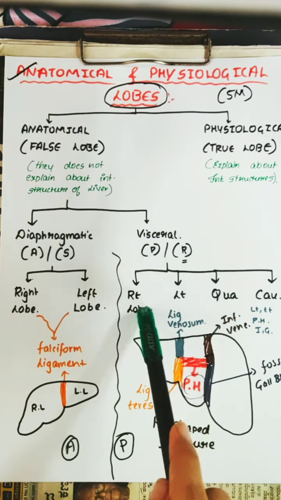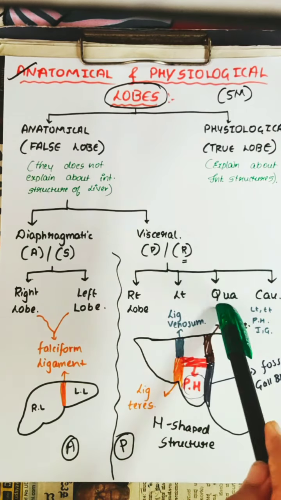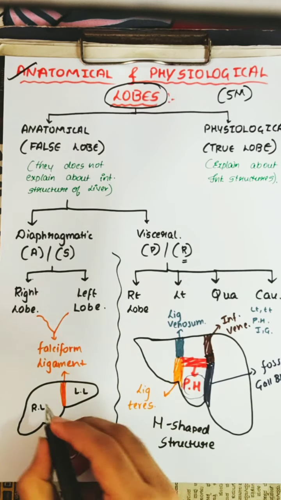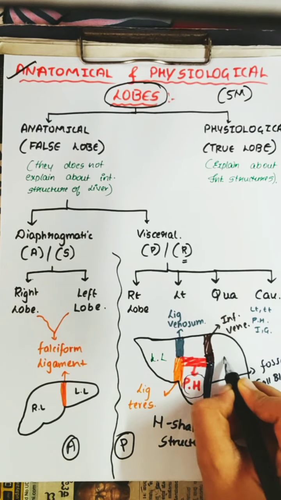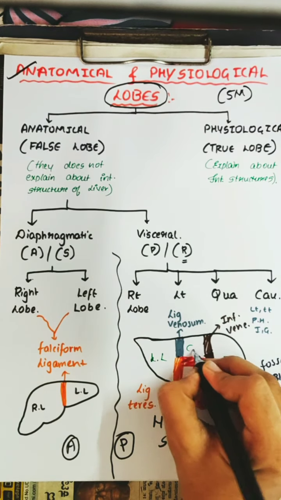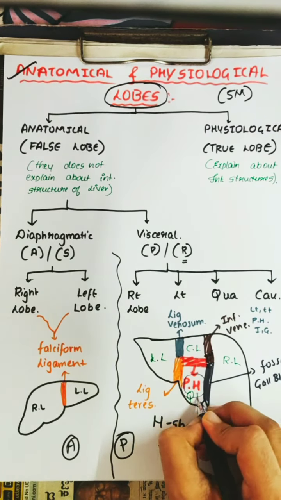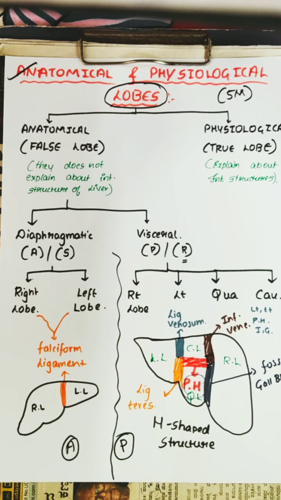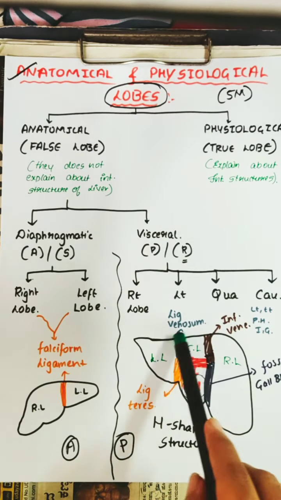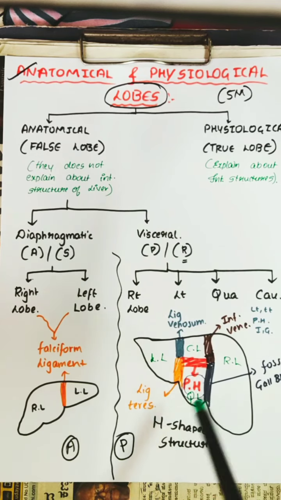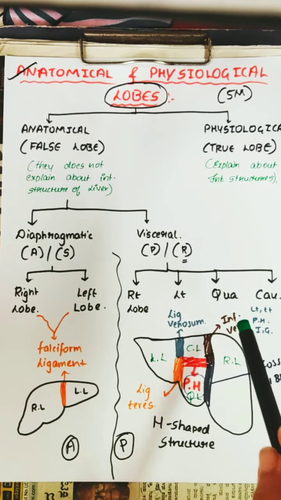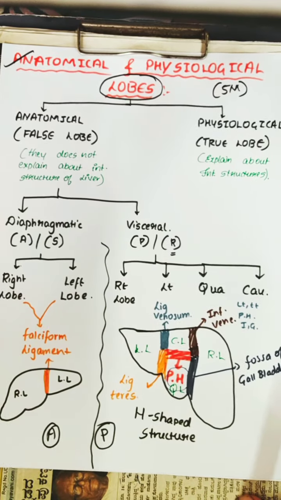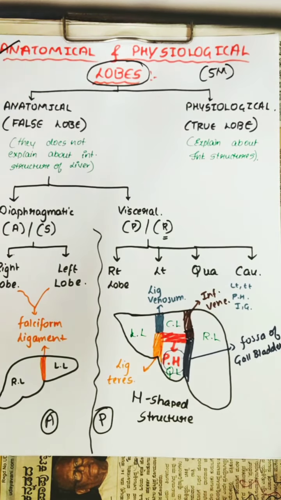Visceral surface, there are four types: right lobe, left lobe, quadrate lobe. You can notice here, right lobe, left lobe. Here you can see properly, left lobe, right lobe, caudate lobe, as well as the quadrate lobe. You can see the differentiation. It is differentiated by the H-shaped structure. What are those? Ligamentum venosum, ligamentum teres, porta hepatis, inferior vena cava, as well as the fossa for gallbladder.